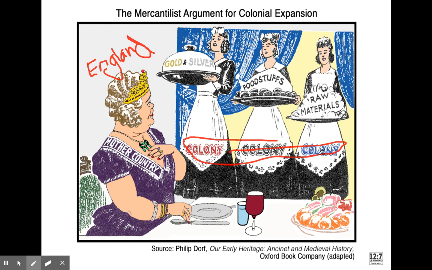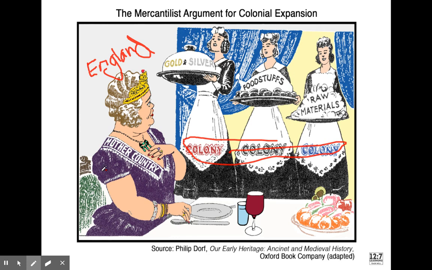So who's happy in this? Sure looks like the mother country. Who's the person that is the servant for them? The colonies. So England happy, colonies won't be. So here's a political way to show mercantilism, the way that the colonies have to serve the mother country.